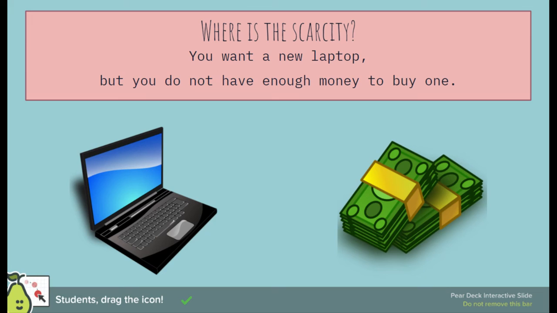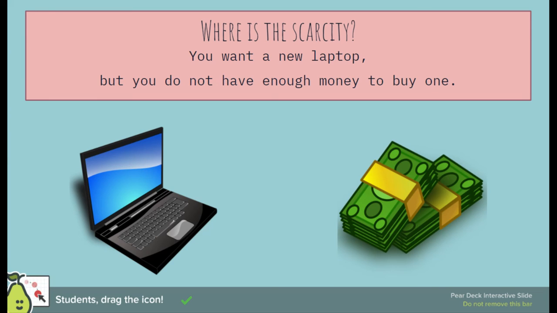Now, if you're watching this video after the lesson in class, then you won't be able to interact with this particular slide, but we'll go ahead and ask the question. So, can you identify the scarcity in this situation? You want to buy a new laptop, but you do not have enough money to buy one. Which is scarce, the laptop or the money?